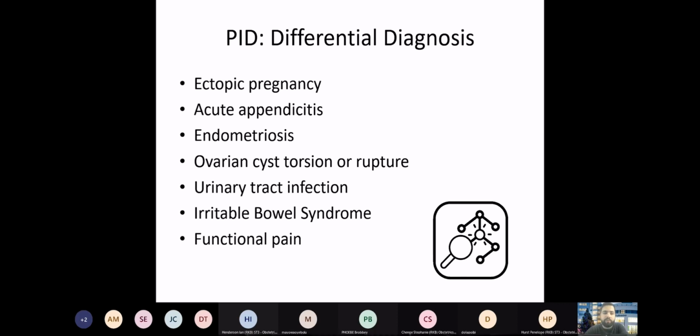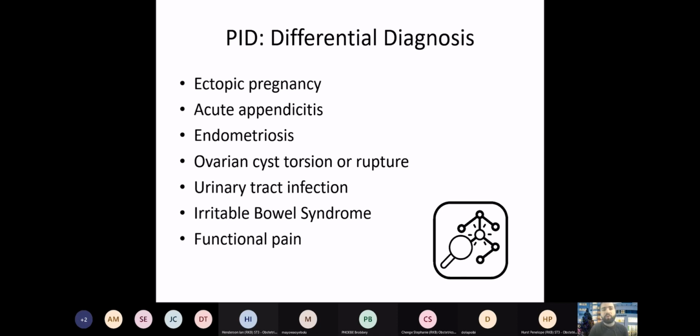Endometriosis: the link of the symptoms with menstrual bleeding can hint towards a possible diagnosis of endometriosis. Ovarian cyst, torsion, or rupture: the onset of symptoms is usually sudden and severe, as compared to a few days and gradual onset in the case of PID. Urinary tract infection can usually present with other symptoms like dysuria and increased urinary frequency. Irritable bowel syndrome: usually the history is quite prolonged, with change in bowel habits over a long period of time, and functional pain in the absence of any identifiable organic cause.